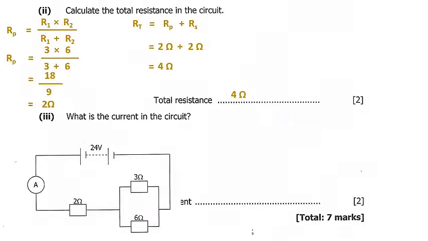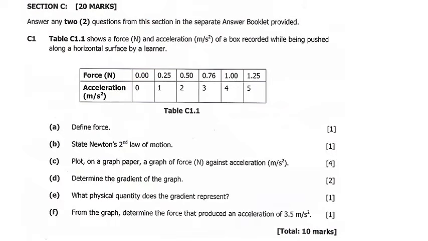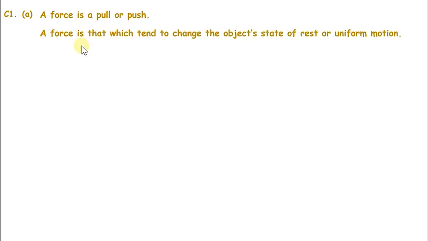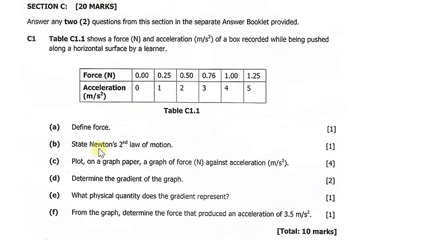So let me just scroll to that point. We are defining a force. So we are saying a force is a pull or push. That's what we can define. If we want, just put a force is a pull or push. If not, a force is that which tends to change the object's state of rest or uniform motion. Yeah, so a force can be defined by the first one or the second one. Okay, then we go to B. What does B say here? B says state Newton's second law of motion.